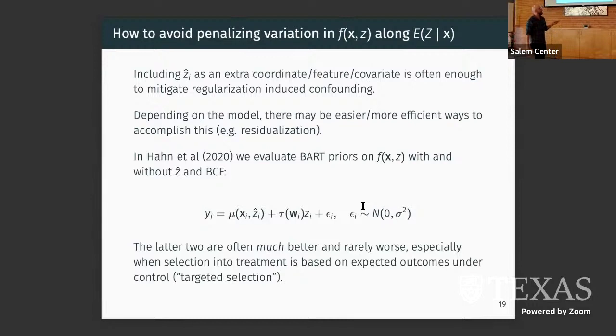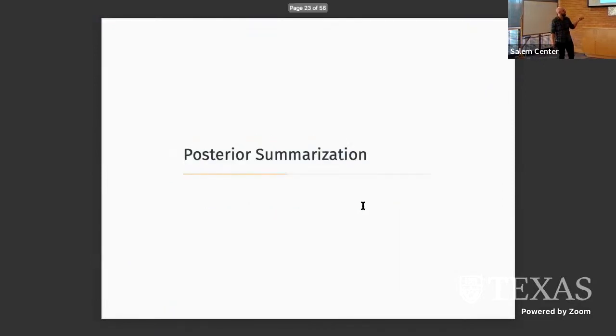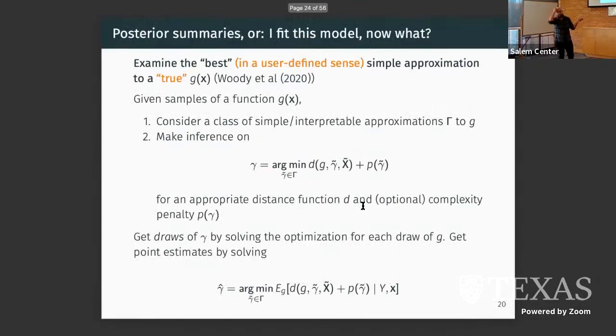Right? So instead of trying to refit models that are of different forms or simpler than the non-parametric model that I really want to fit, we're going to use this technique of posterior summarization to be able to answer all those questions simultaneously. Okay?